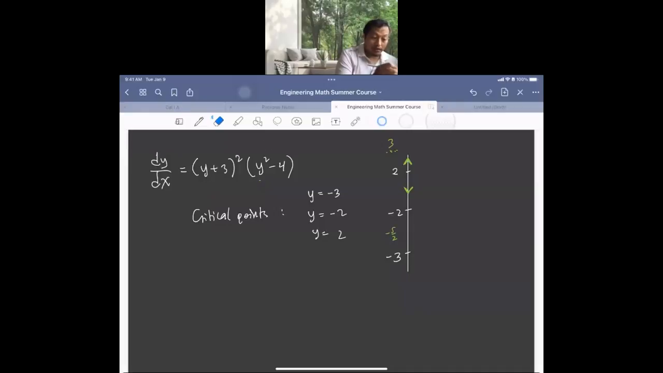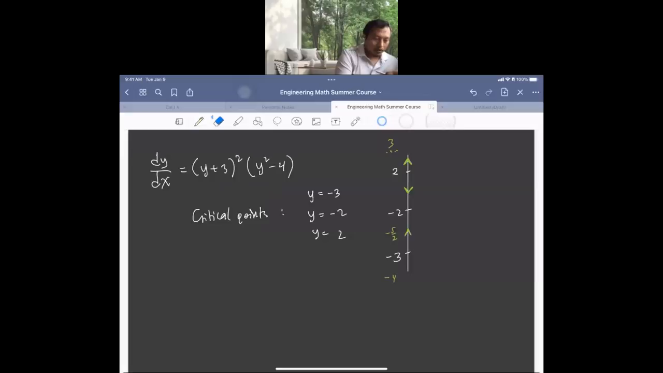And then in between here, we can take -5/2 or -2.5. If we plus 3, it's negative, but it's squared, so it's positive. And -2.5 squared becomes positive, but -4. So we can take that as 25/4 minus 16/4. So it's positive.